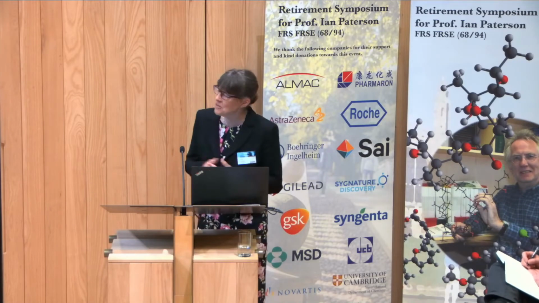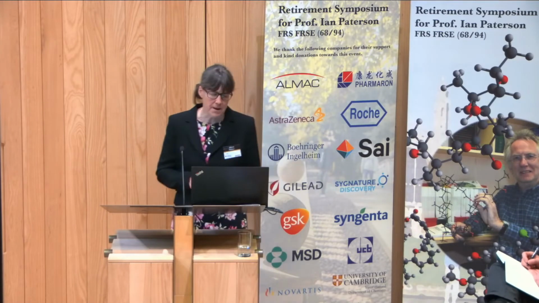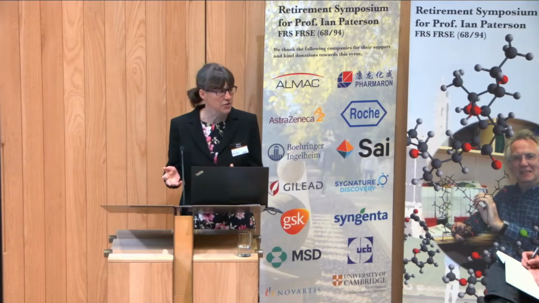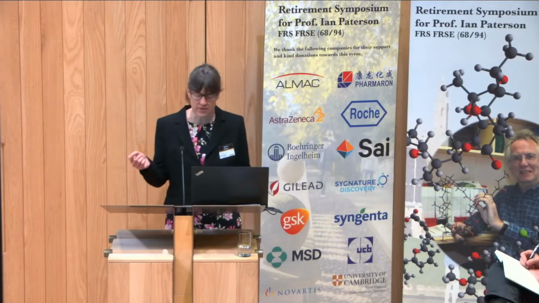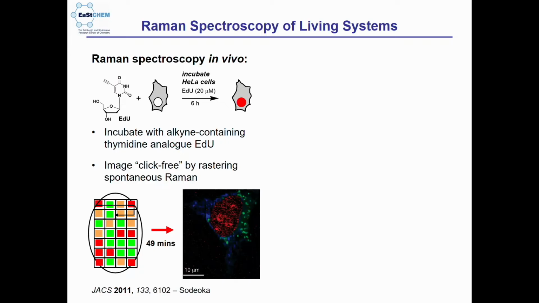And then I found this paper where you could take ethynyl deoxyuridine. It's a thymidine analog. It gets incorporated in the DNA inside the nucleus of a cell. And you could image it directly just by imaging the alkyne. What they were doing in Sodeoka's group is click-free imaging just by rastering across the cell, taking individual spectra for each pixel, and then converting that into a map of different properties.